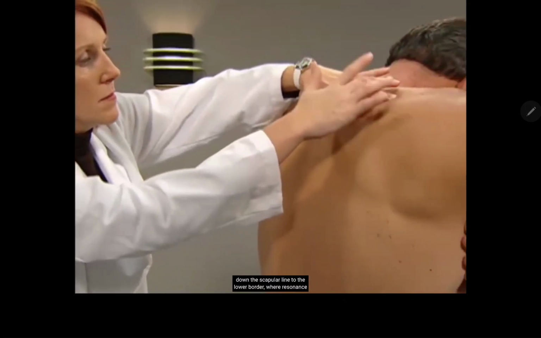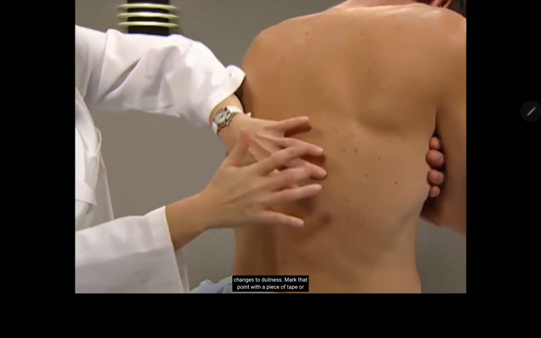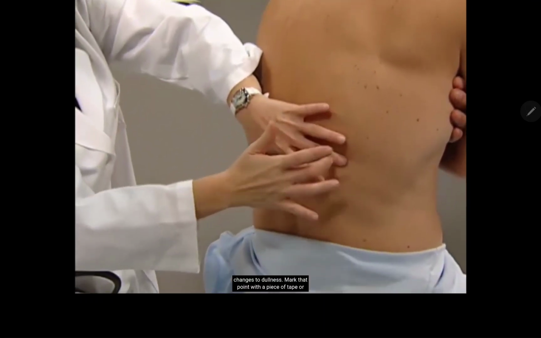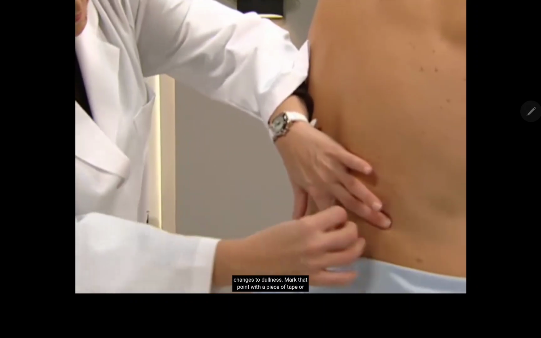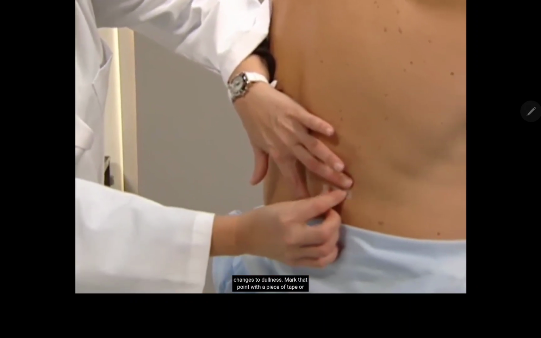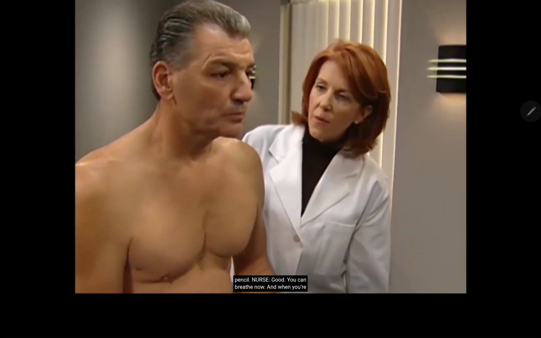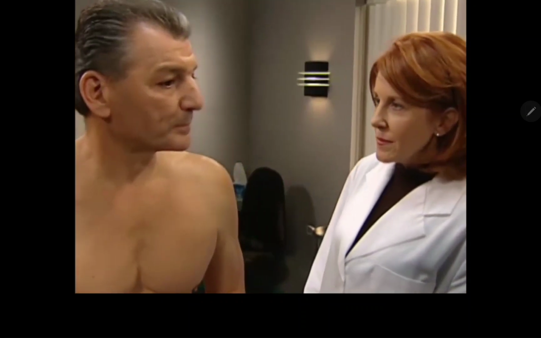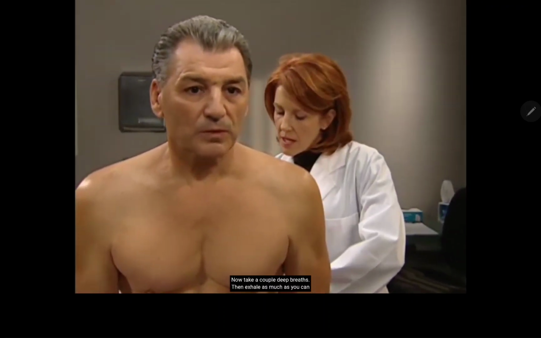Percuss down the scapular line to the lower border, where resonance changes to dullness. Mark that point with a piece of tape or a pencil. Good. You can breathe now, and when you're ready, we'll do it again. Okay. Take a couple of deep breaths.